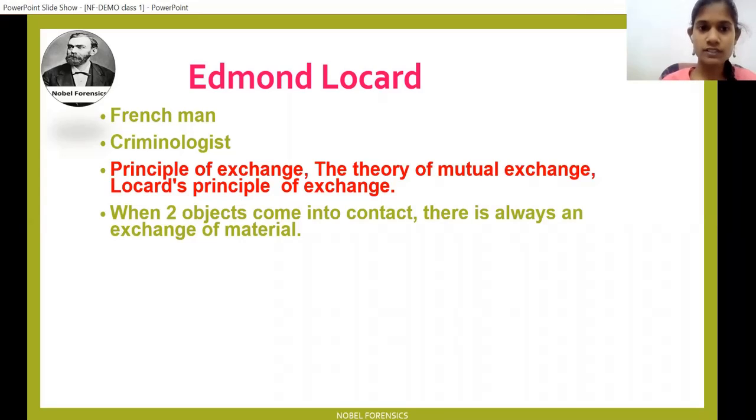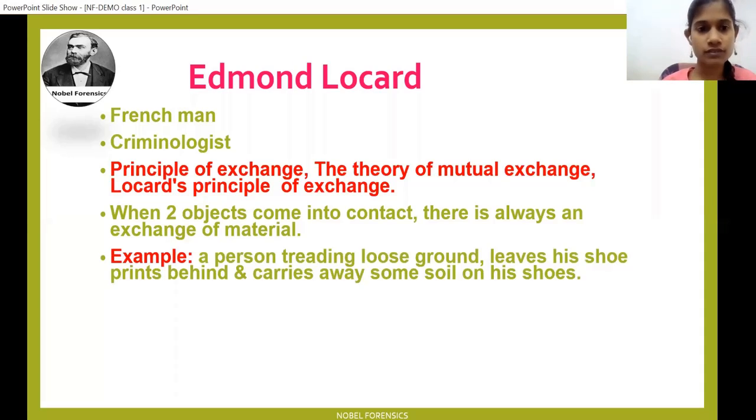According to this principle, when two objects come into contact, there is always an exchange of material, and this was the major principle for the crime investigation. For example, if a person treads on loose ground, he leaves his shoe print there, and also he carries some amount of soil on his shoes, so there is an exchange. This happens in almost every contact.